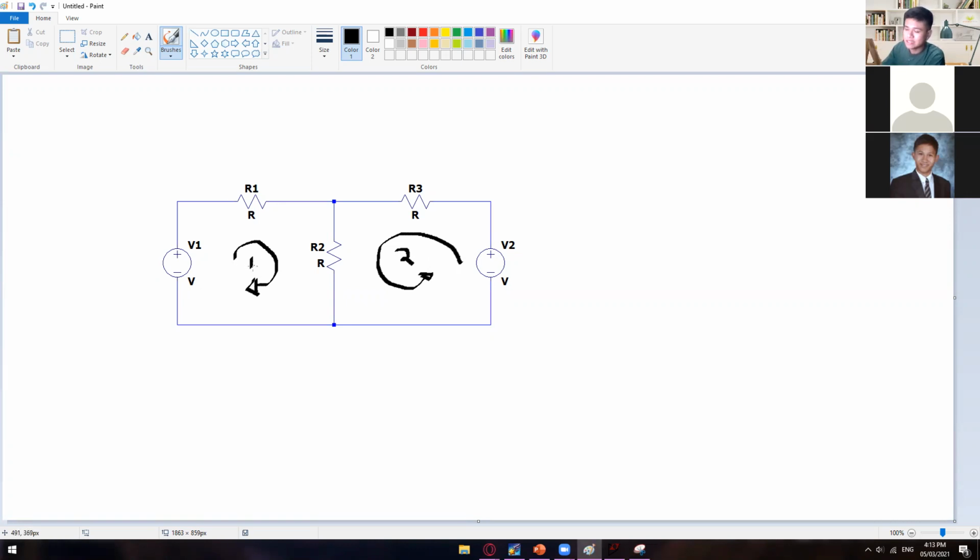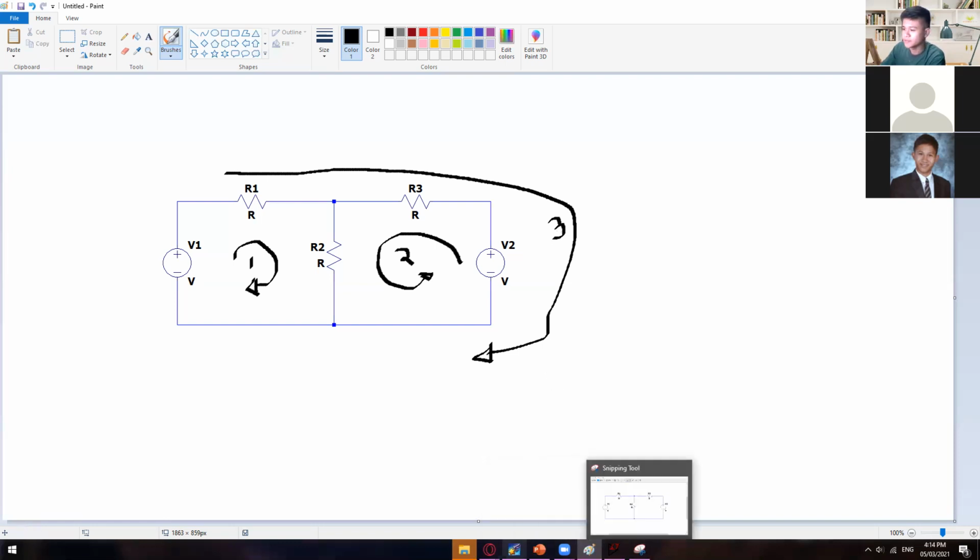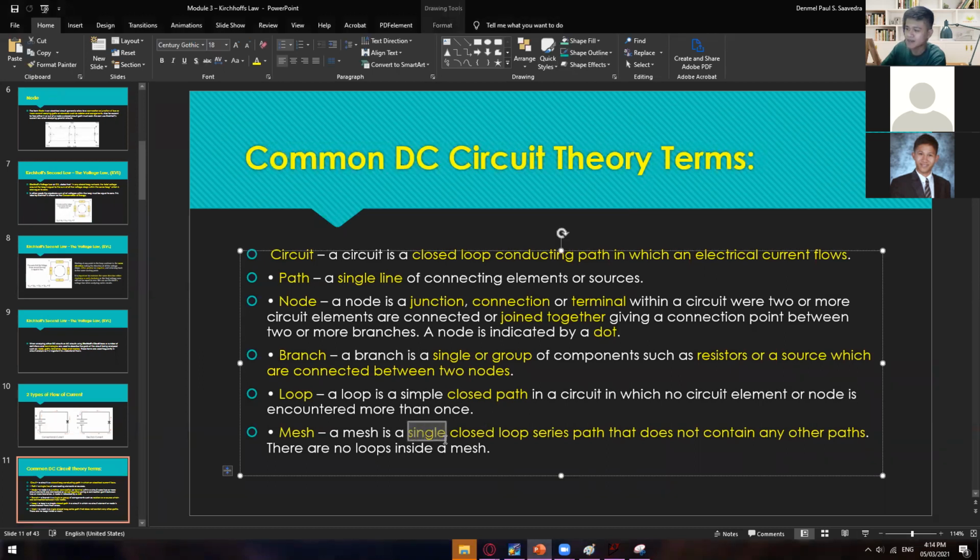So number one here is actually a loop, and number two here is also a loop. Number one is also a mesh at the same time, and number two is also a mesh. The difference between a loop and a mesh is that a mesh cannot have a loop inside of it. For example, we have a third loop, from the outside. The current we are assuming goes from V1 to R1 to R3 to V2 and back to V1. Let's say that this is your third loop. This third loop is a loop, but it is not a mesh.